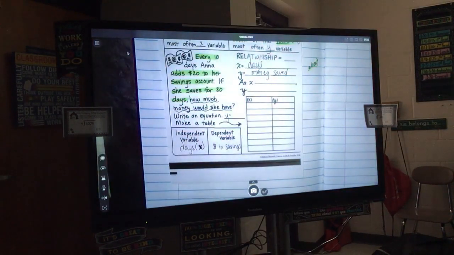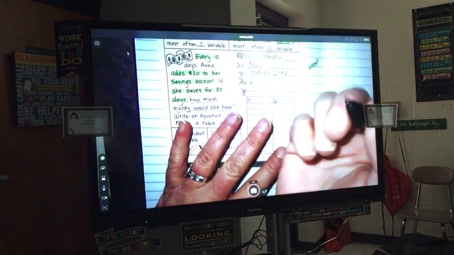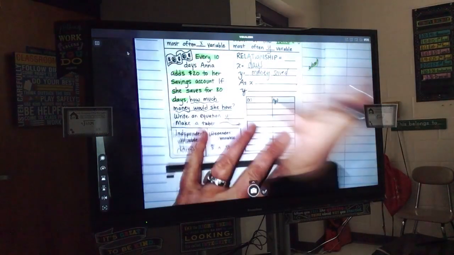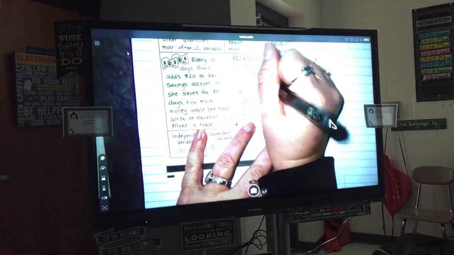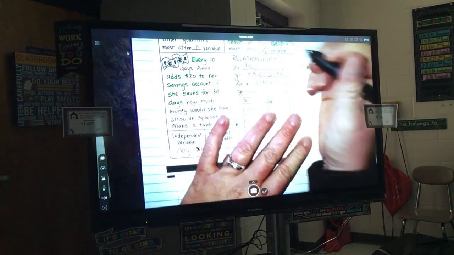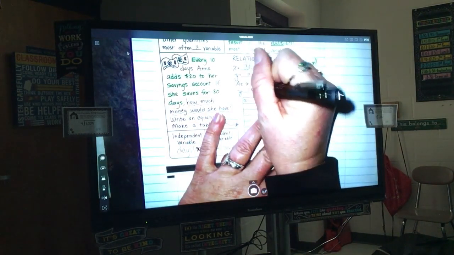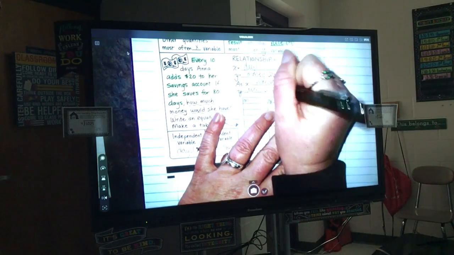So, does X increase or decrease? What do you think? Increases to become 80. Well, it increases every what? Every 10 days. Wait, X is the days though. Yeah, but it increases by 20 every 10 days, right? Money, yeah. So X increases by 10 every 20 days.